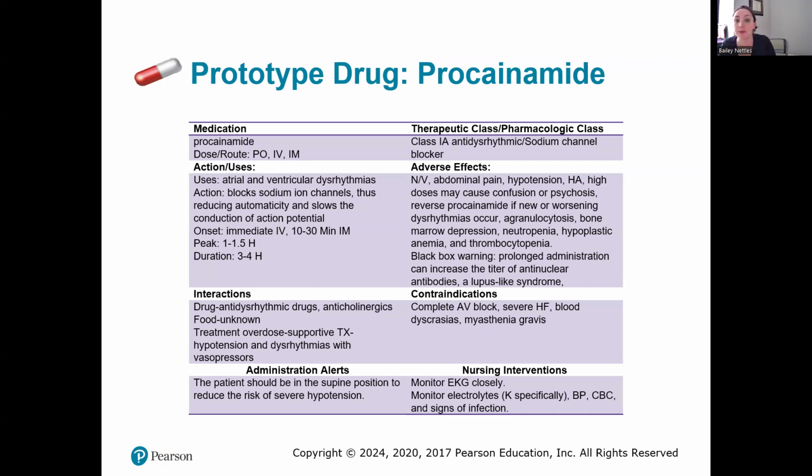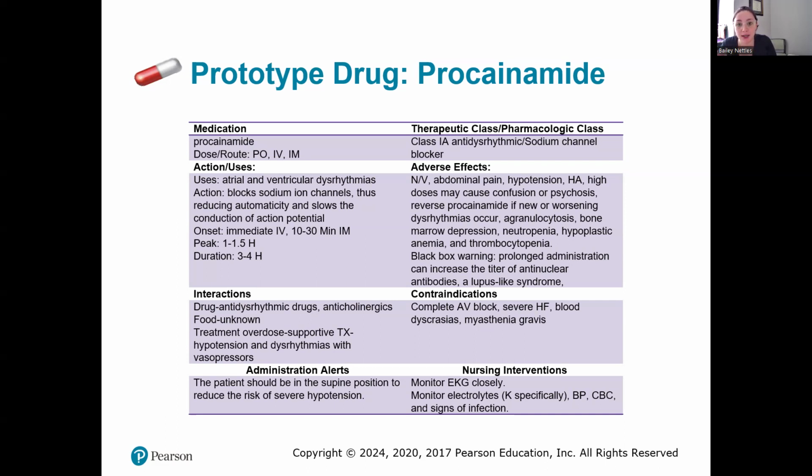If they're having a new dysrhythmia, we change to the right class of antidysrhythmics, or we use vasopressors as well. If you have a complete AV block, which is atrioventricular, we don't do it. You don't get this one. If you have severe heart failure, or blood dyscrasias, which is the anemia, thrombocytopenia, that stuff, it's going to make it worse. And myasthenia gravis, because it's also like an autoimmune disorder and we don't want to trigger it.